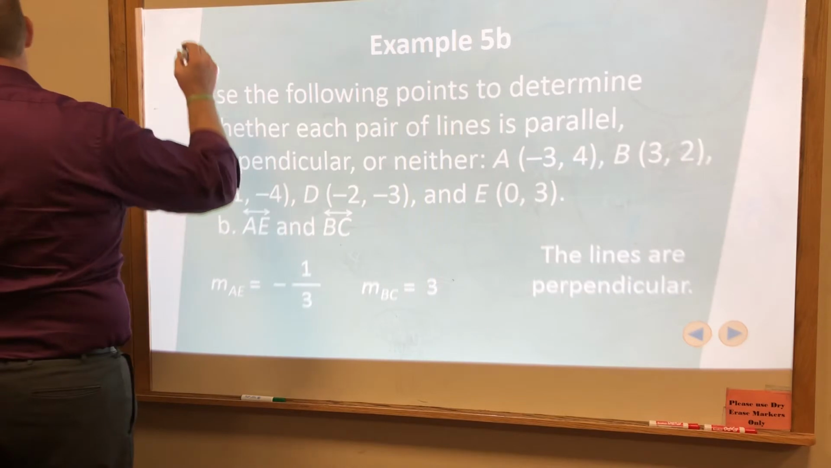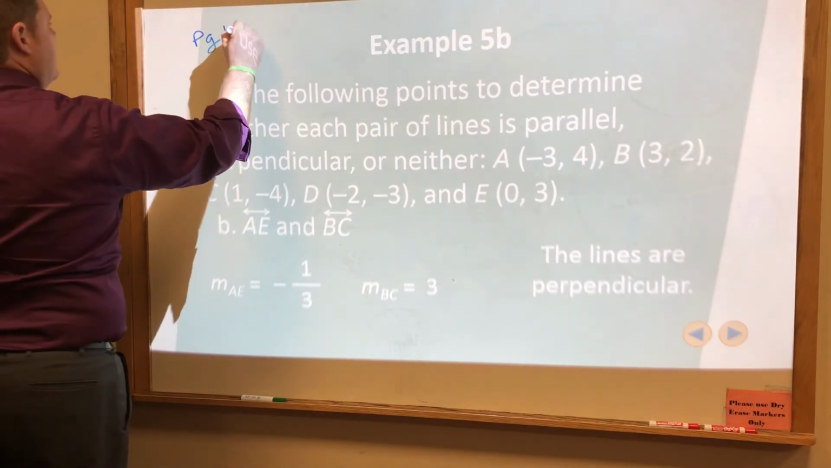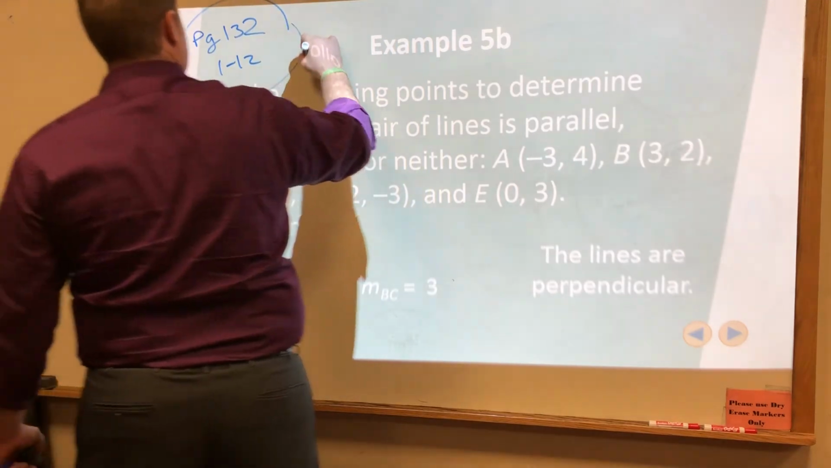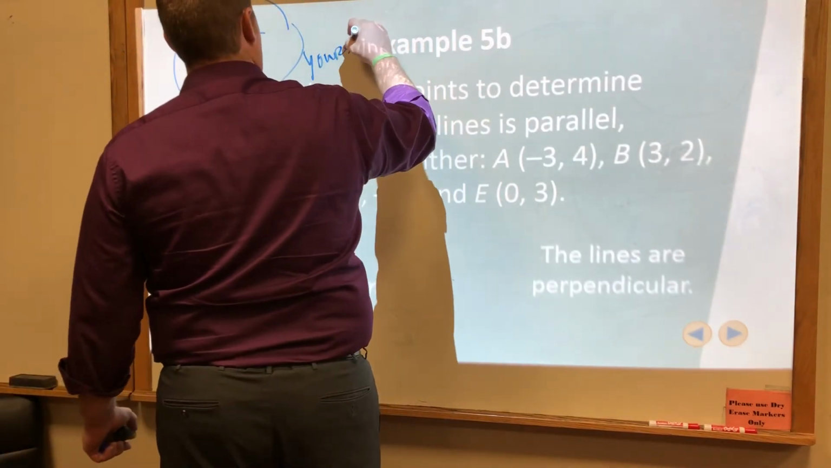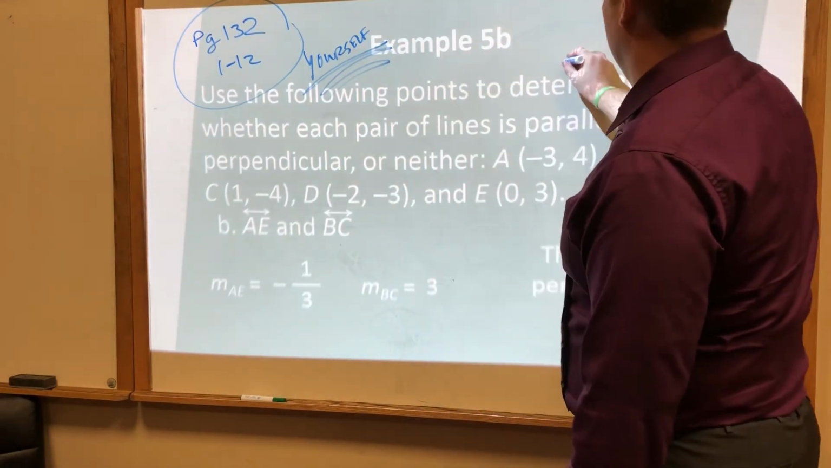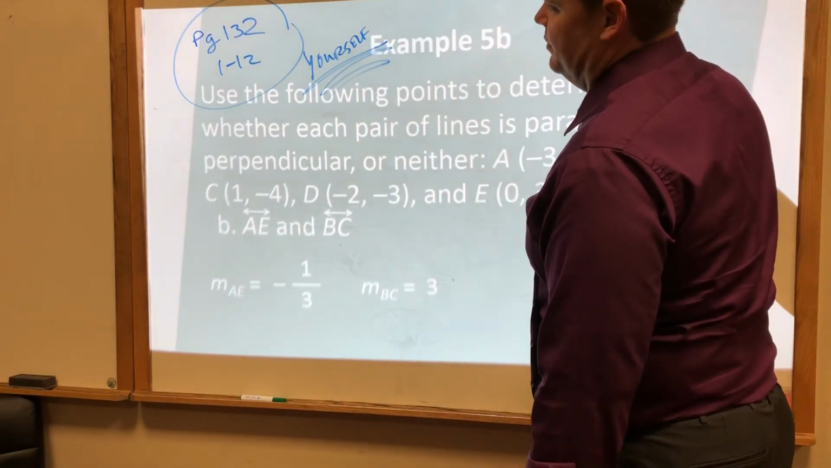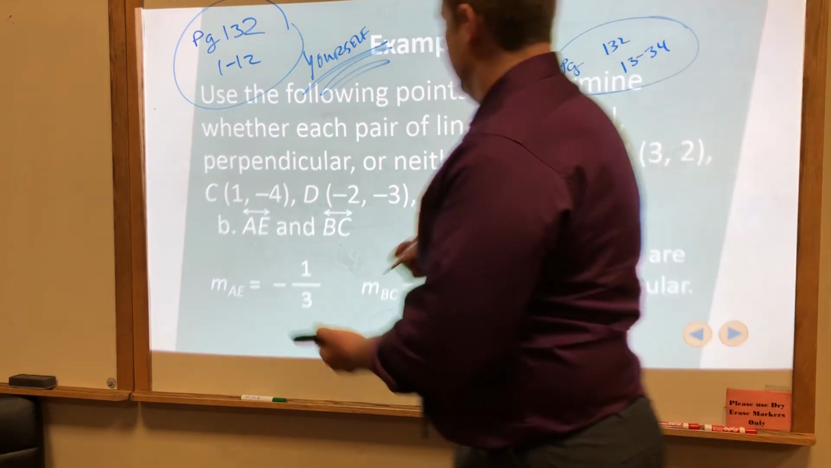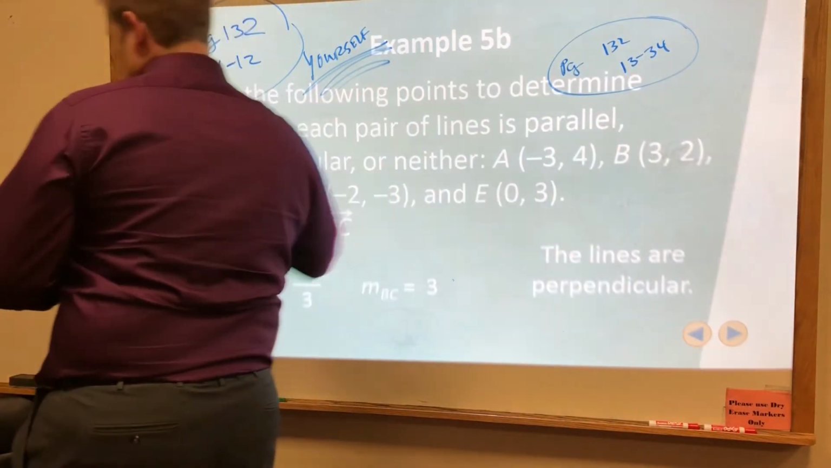Your homework is page 132, 1 through 12. That's the homework you do by yourself. And then the other set of homework that you do together is page 132, 13 through 34. Okay, this is together, that one is by yourself.